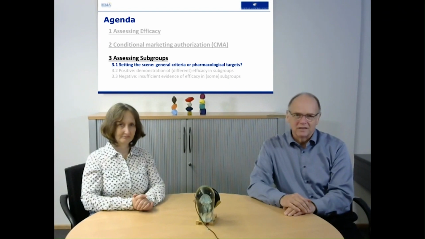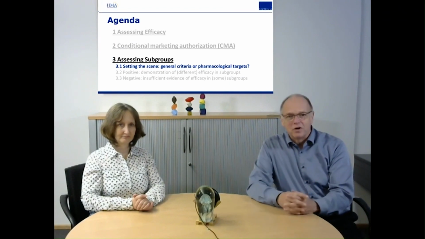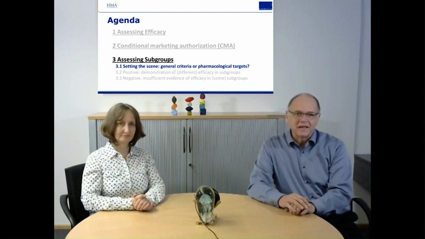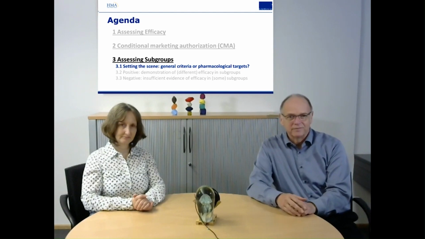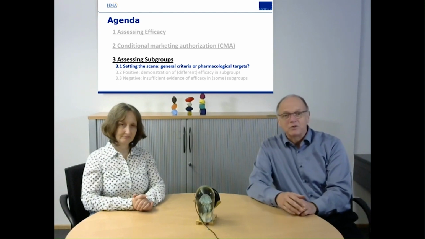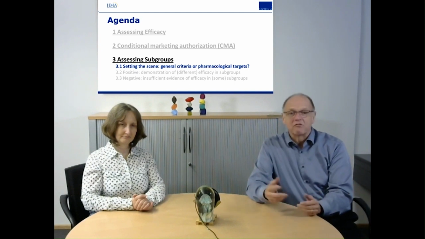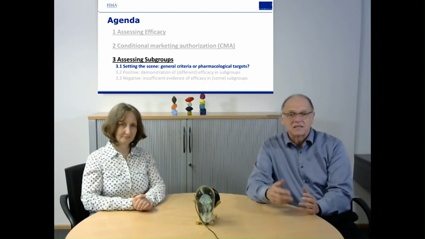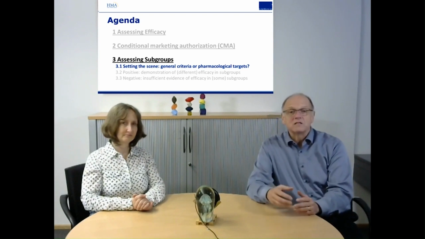The third big topic is how we use subgroup results. Always a tricky issue, but becoming even more important since our colleagues at the FDA are putting more emphasis on inclusion and diversity in clinical trials. It's going to be important to distinguish what we do with the general subgroups based on general criteria such as sex, race, or age, and with subgroups based on a medicine-specific pharmacological targets or its binding site.